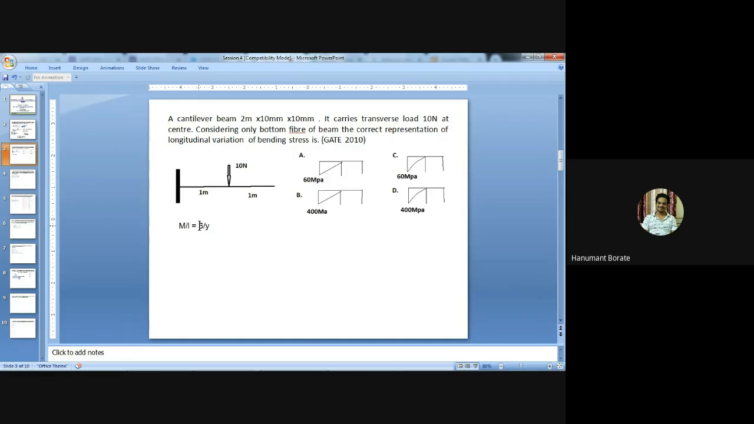Now M by I equals sigma by Y. The bending stress is directly proportional to Y. If we take this M by I and write it in terms of Y, you will get the idea. Y equals sigma into I divided by M.